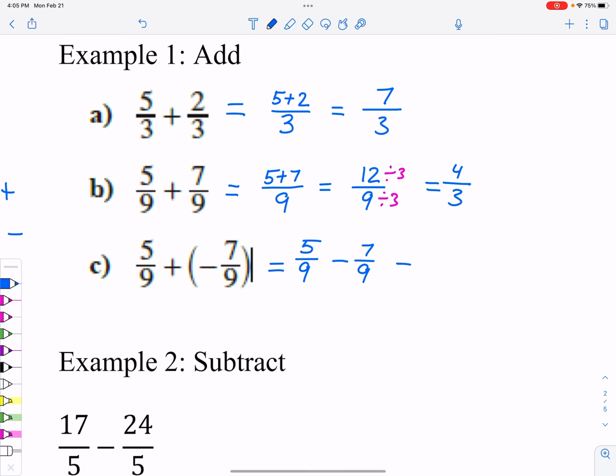Okay, so over here we know our denominator is going to be a 9. And then this time we're going to do our subtraction. So 5 minus 7. 5 minus 7 is minus 2. And then it's over 9. And this one we can't simplify any further.